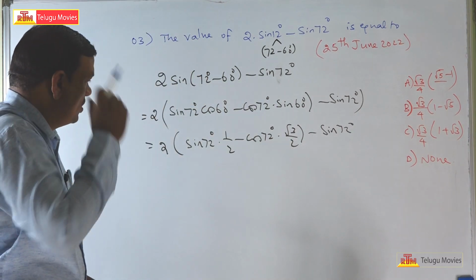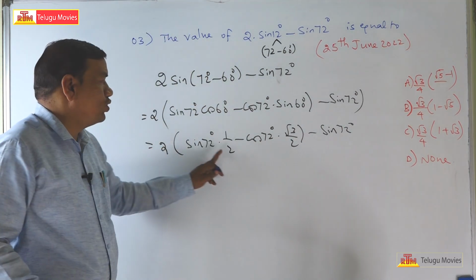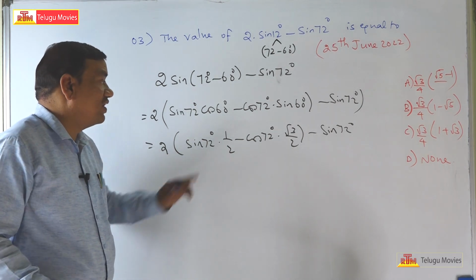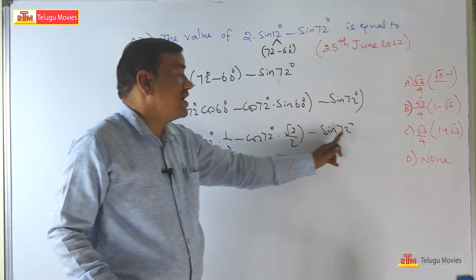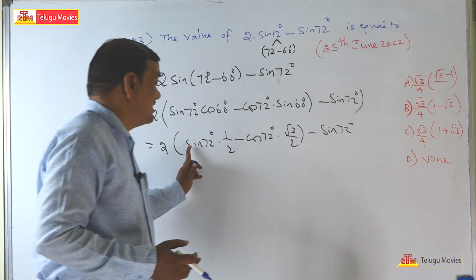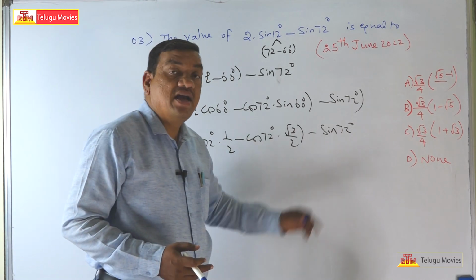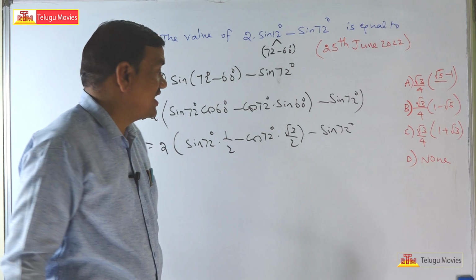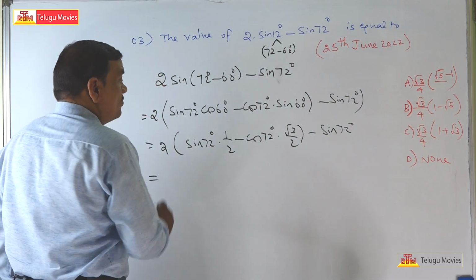Very easy. Any more thing here? If you multiply the 2 inside, the 2 will get cancelled. Then sin 72 degrees minus sin 72 degrees will get cancelled. So ultimately, what remains here?